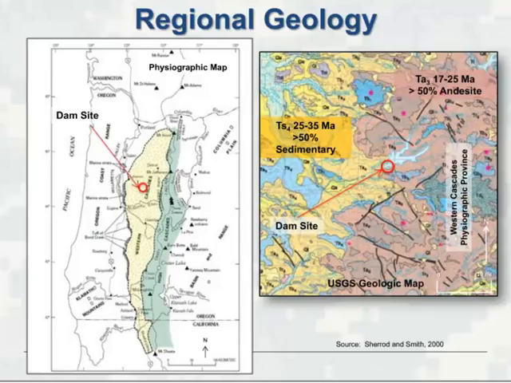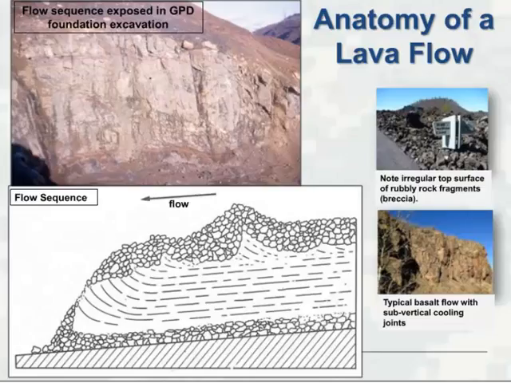Okay, so regional geology, we're sitting on the Western Cascades with the volcanic sources to the east. So we're sitting on a layered sequence of andesite and basalt and then some tertiary lava flows and also sedimentary deposits, volcanoclastic type deposits. At the dam site, what we have is individual flow lobes that compose the entire foundation of both abutments.